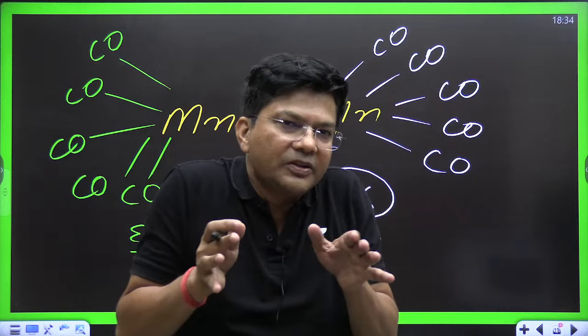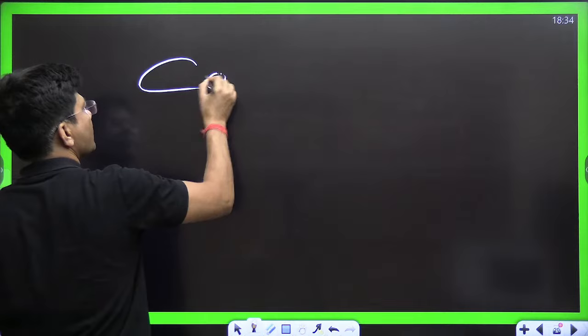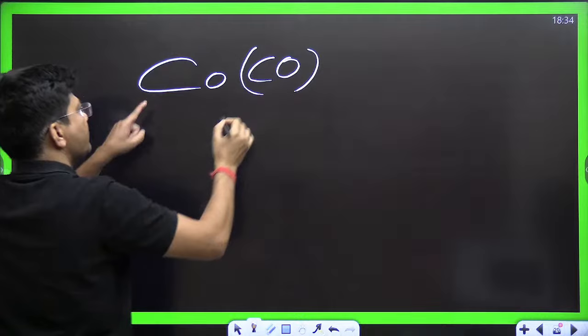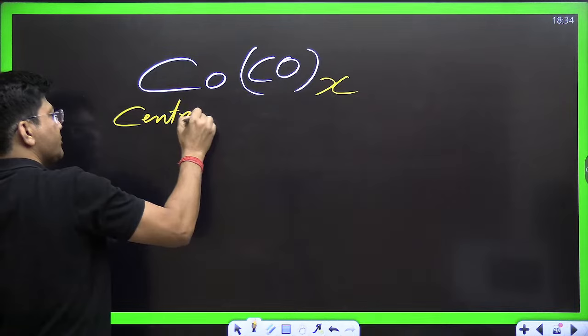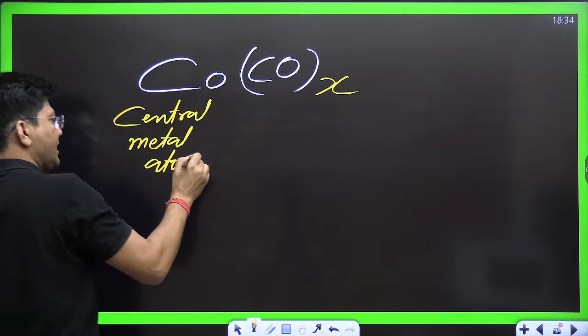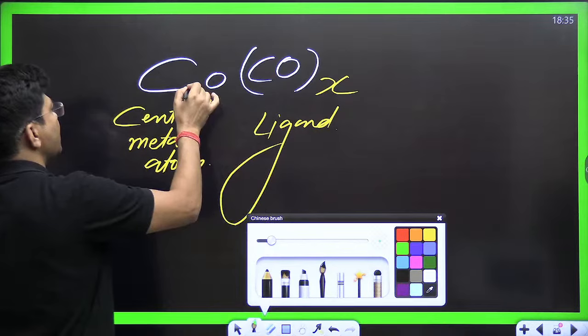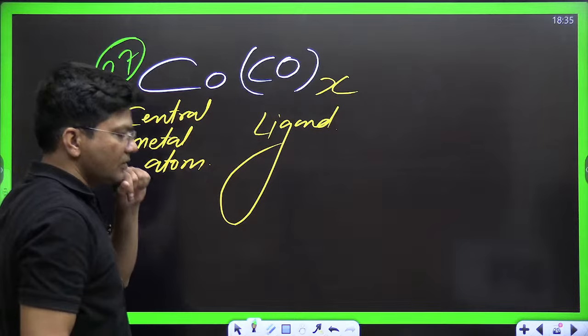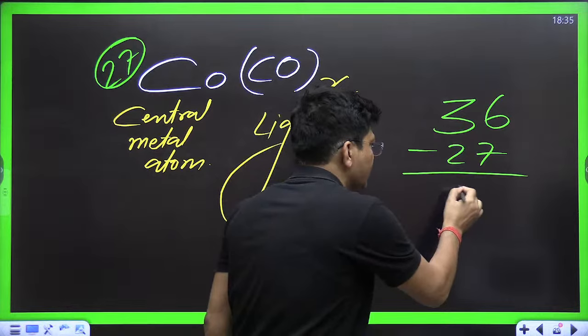Okay. Now say, if I say I'm having cobalt, Co, CO, see, just try to understand. This is metal and that is ligand. Now, how much should I write as the X value? This is your central metal atom. And that is your ligand. What should be the value of X? Its atomic number is cobalt, 27. And this X, how much should I write? See, 36 minus 27, how much is it going to come? Yes, 9. 9 is an odd number.